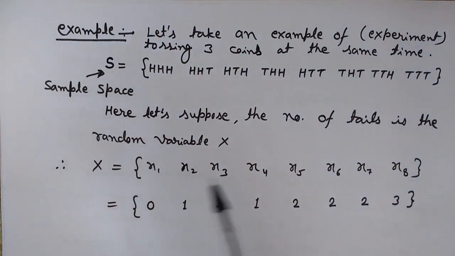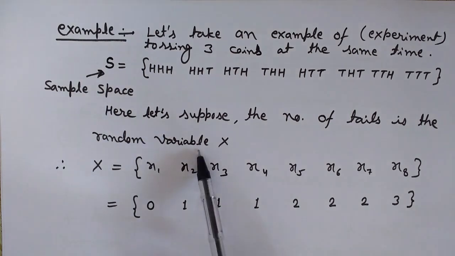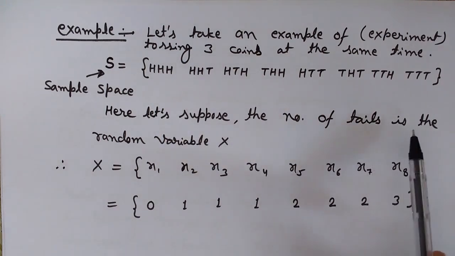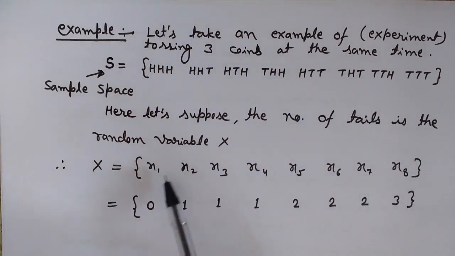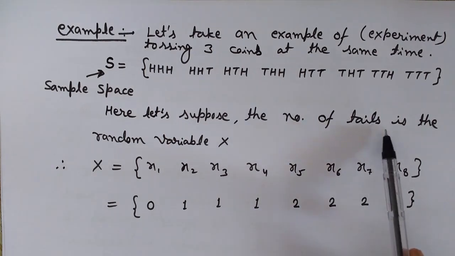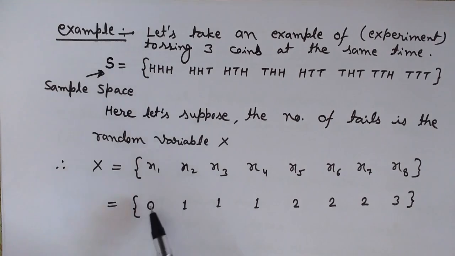Now let's suppose the number of tails is the random variable x. We will understand this x, how we can take some values from this sample space and make our random variable. So we name this random variable as x, and it will contain the number of tails in this experiment, and this x1 value is 0. It means in this case here we are only taking the number of tails in the random experiment. So number of tails is, here it is 0.